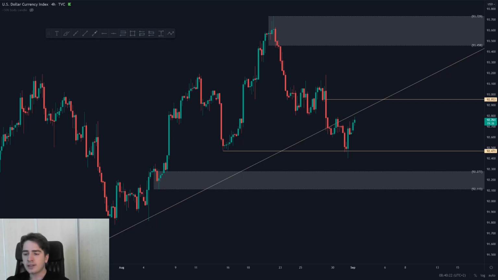So yesterday was a great day. Some Swiss yen profits on the signal that I shared in the Discord community.